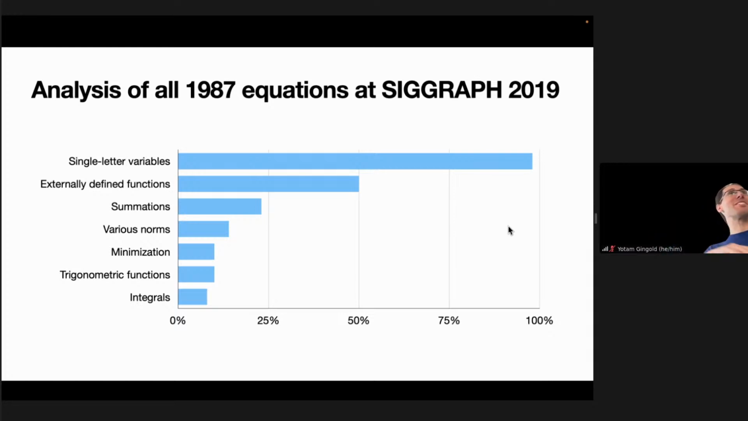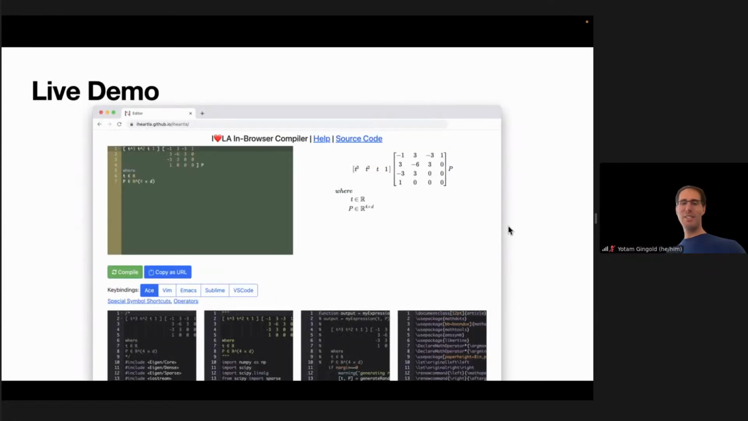So single-letter variables are almost universally done, right? I'm not even going to put up here that juxtaposition is multiplication, but that's what's done in math, right? And very few programming languages have done it. Fortress did it, but very few others. Julia does it with a numerical literal in front of a variable. Externally defined functions, yeah, those appear, but also summations, various norms, some minimization, trigonometric functions, integrals, these things appear. So let's tackle these in most important to least important order.